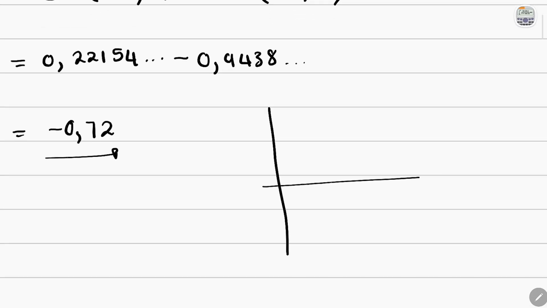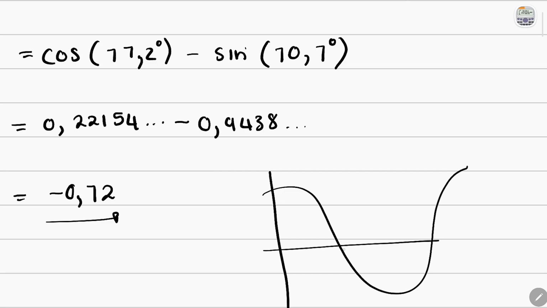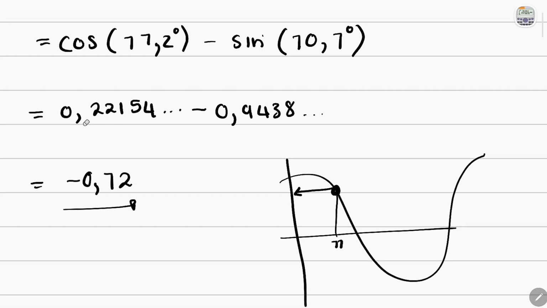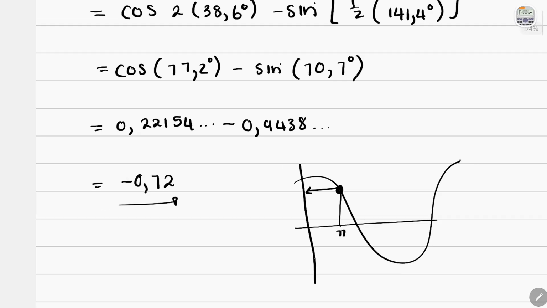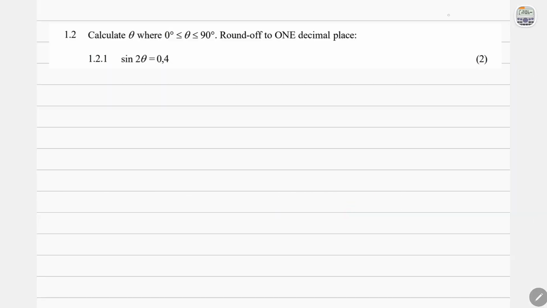You can think about it like this is my cos graph. If I go to 77.2 degrees, which is about here, right? We're just saying the y value of the cos graph is equal to that, since this is 0 degrees and then that's 90 degrees. That is the value of it, about 0.22154 and so on. So that is our answer. Moving on to the next question.